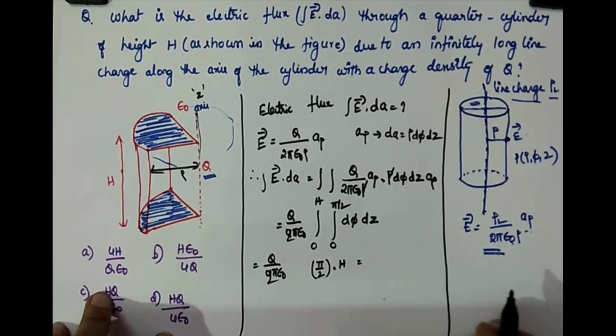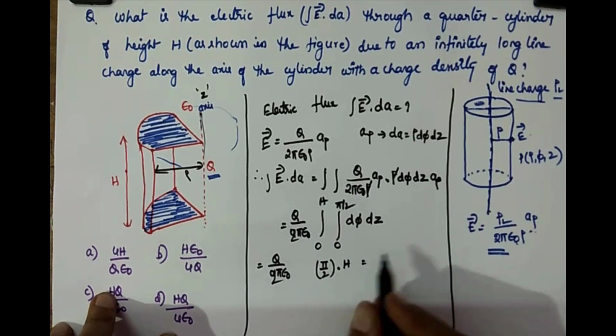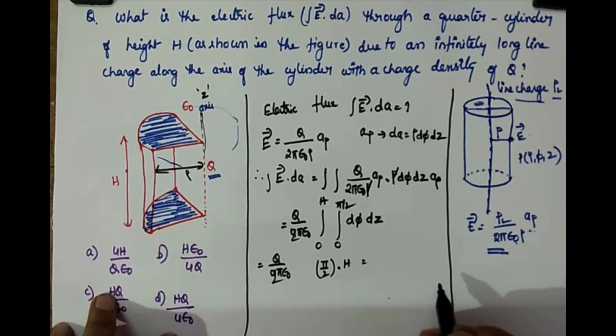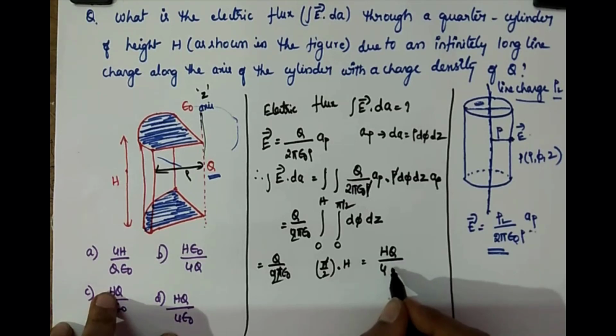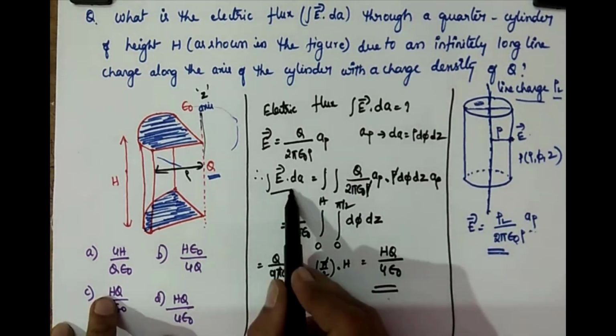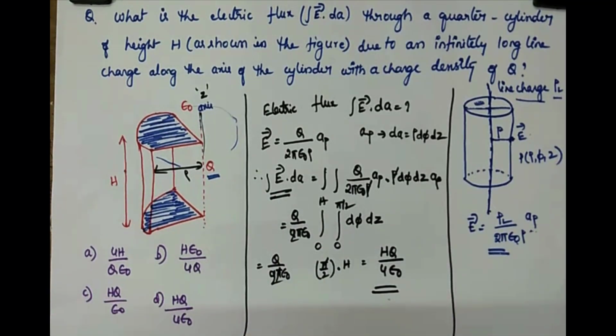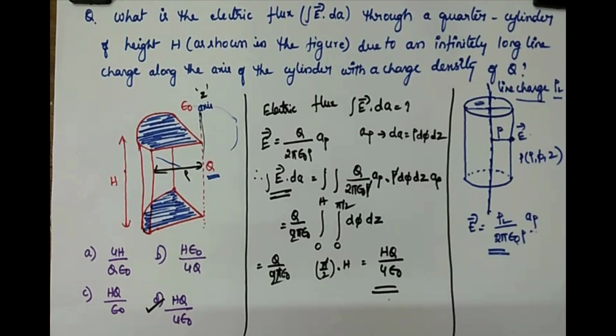So totally what is this? It is Q by 2 pi epsilon naught, and after cancelling it is hQ by 4 epsilon naught. This is the answer, the electric flux integral E bar dot dA. So option D, hQ by 4 epsilon naught, is the correct answer.